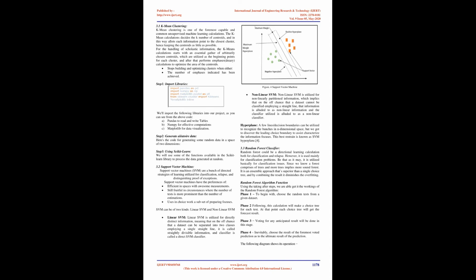3.1 K-means clustering. K-means clustering is one of the most powerful and common unsupervised machine learning algorithms. The K-means algorithm determines the K number of centroids, and then assigns each data point to the nearest cluster, while keeping the centroids as small as possible. For the processing of academic data, the K-means algorithm starts with an initial set of randomly selected centroids, which are used as the starting points for each cluster, and then performs iterative, repetitive calculations to optimize the positions of the centroids. It stops building and optimizing clusters when the number of iterations specified has been reached.